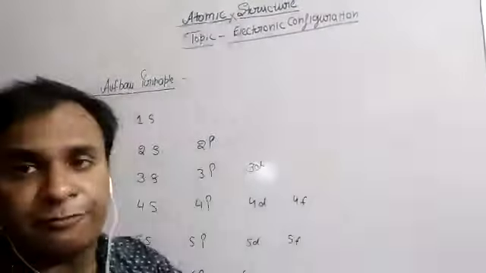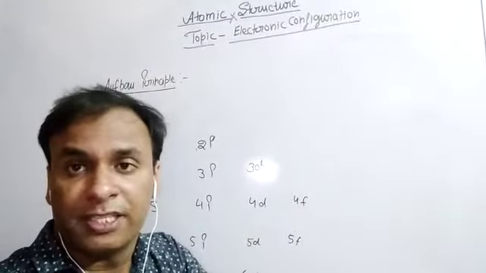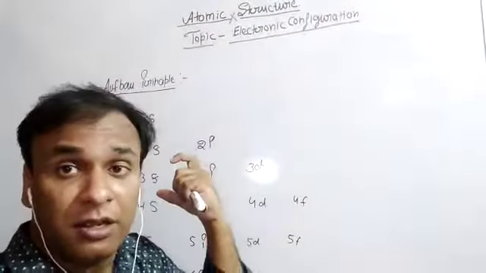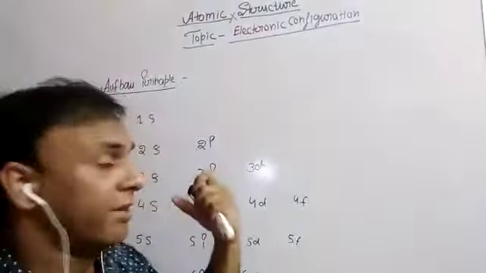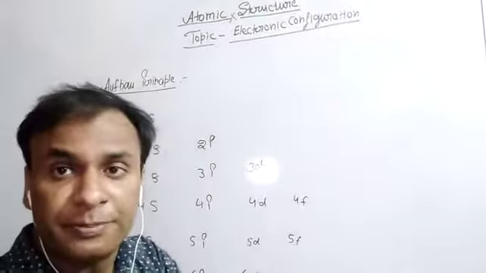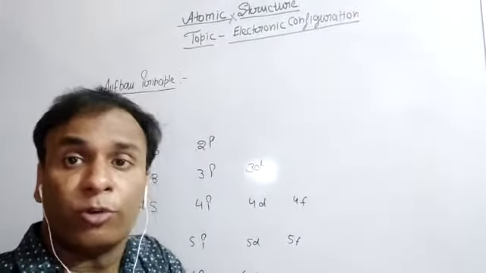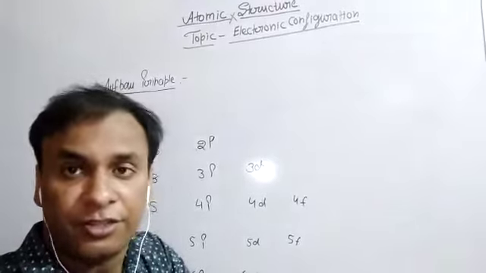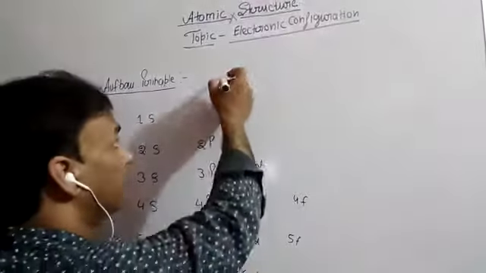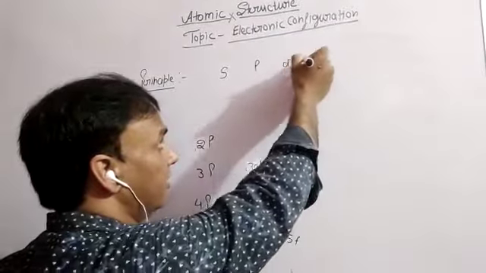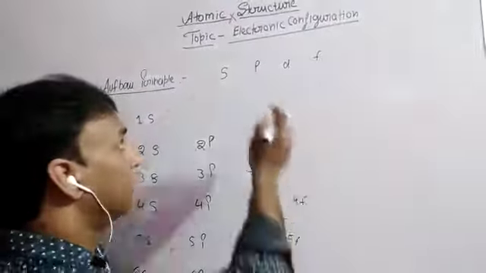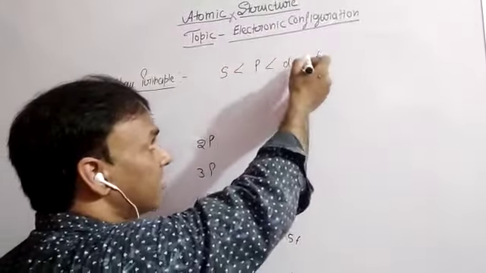Now, what is called the Aufbau principle? With the help of the Aufbau principle, we can configure the electrons in orbitals. According to the Aufbau principle, electrons enter from the lower energy shell to the higher energy shell. When we talk about the subshells S, P, D and F, which I already discussed, the S has the lowest energy compared to P, D and F.